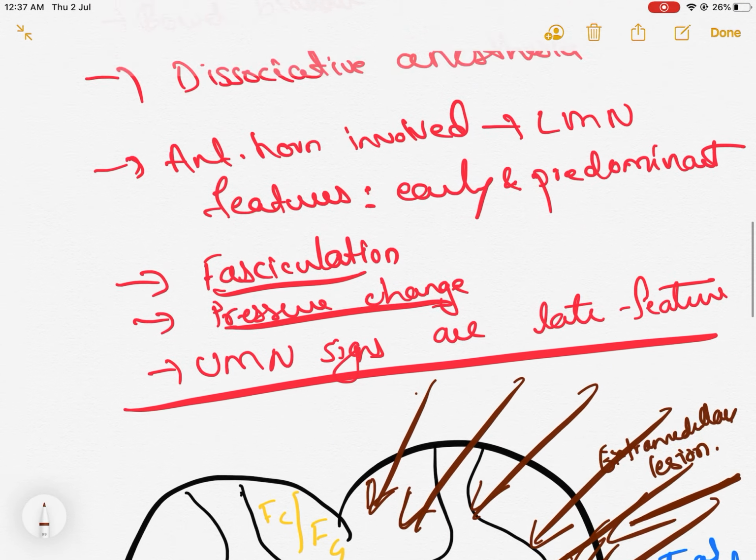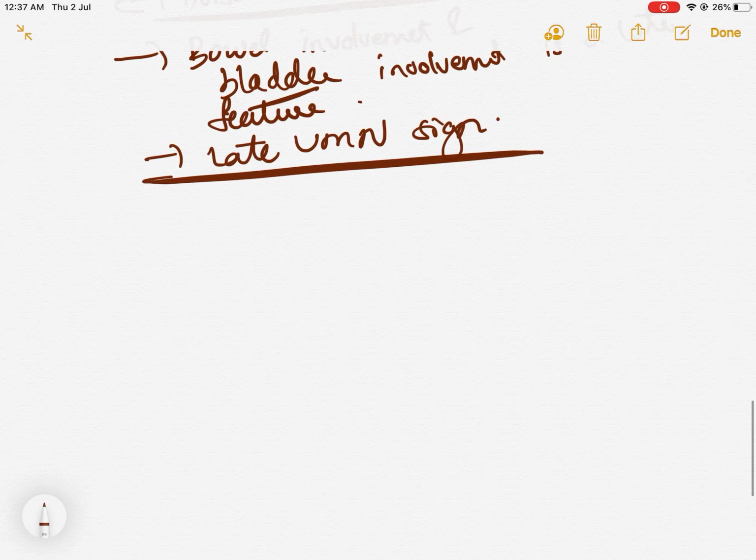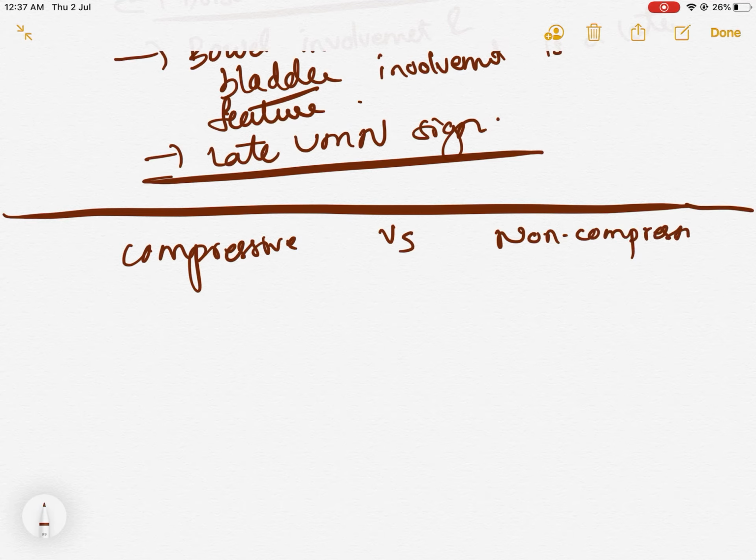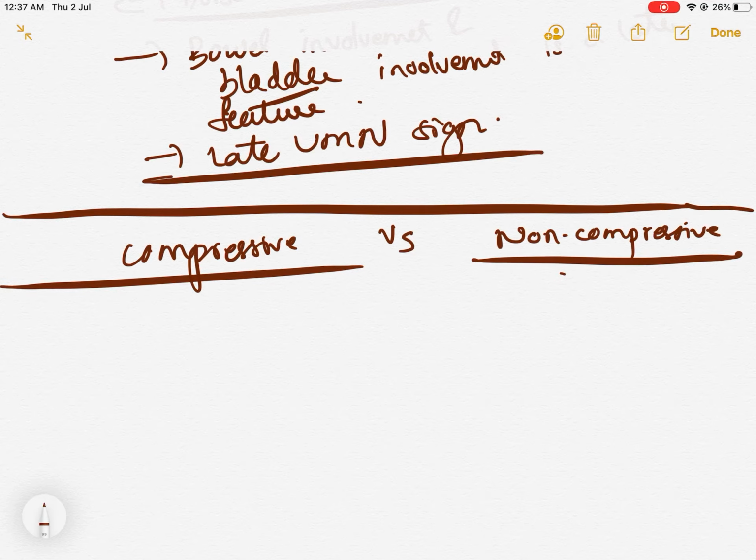Okay, this is about extramedullary and intramedullary lesions. Now how to differentiate whether a lesion is compressive or non-compressive? What compressive lesion means is that a tumor or a disc or the vertebra is impinging on the spinal cord and causing the symptoms. Non-compressive means that either an ischemic etiology or an autoimmune etiology is directly damaging the spinal cord without involvement of the spine.